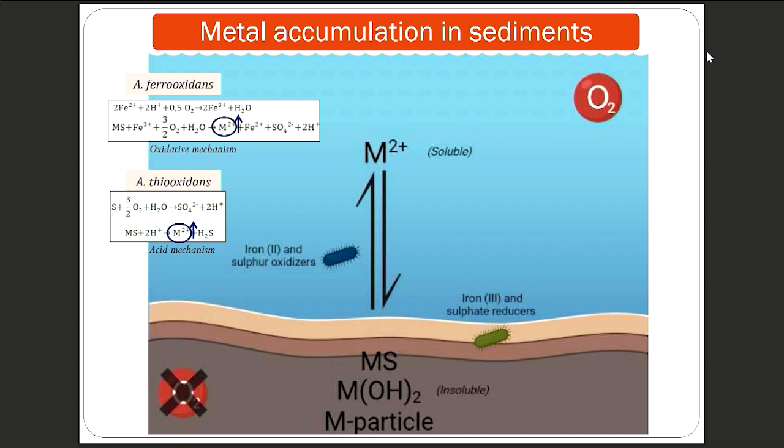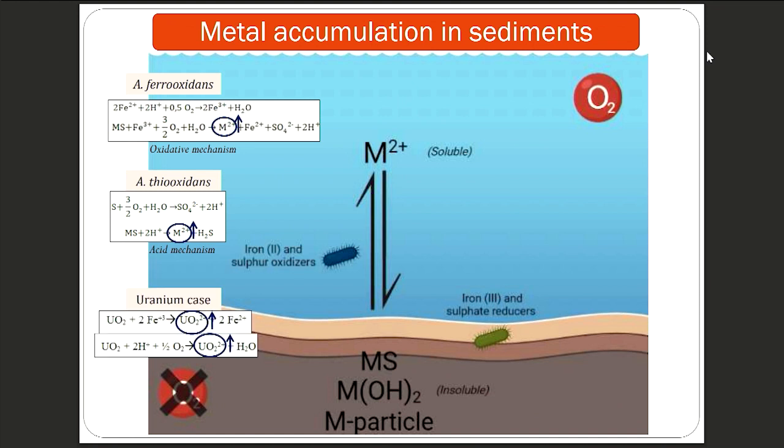And since my work was focused on uranium, I will also show this particular case. The uranium dioxide is an insoluble compound that can react with iron III or with oxygen in an acidic medium and can form this soluble uranyl ion.